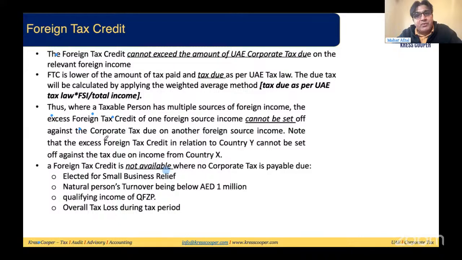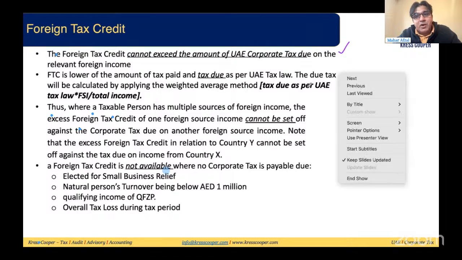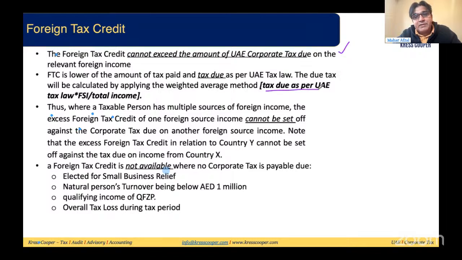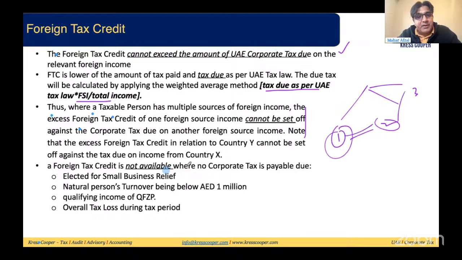It cannot exceed the amount of UAE corporate tax due on the foreign source income, which we've already spoken about. FTC is the lower, as we have already said. How will you calculate this? It is on a weighted average basis: total tax divided by foreign source income divided by total income. Multiple sources cannot be offset. If there is country A, country B, country C, each will be calculated separately. You cannot offset them against each other. Each country will be calculated separately.